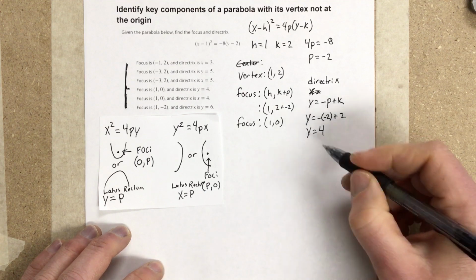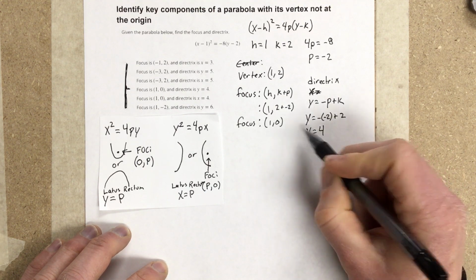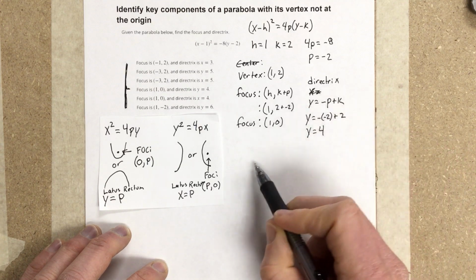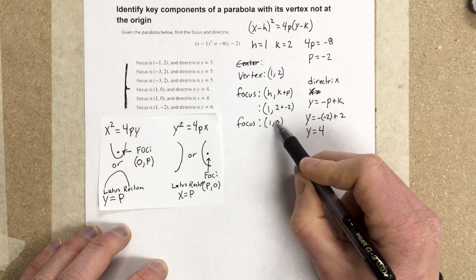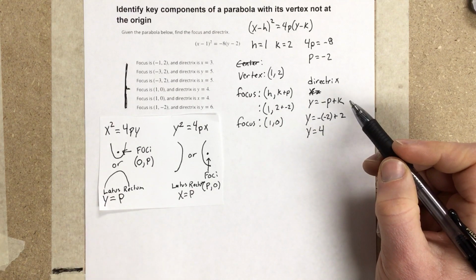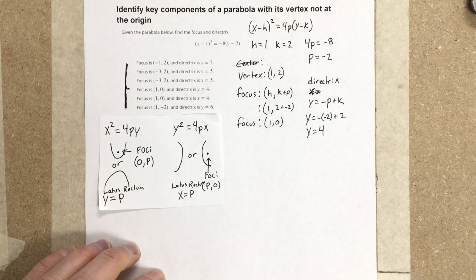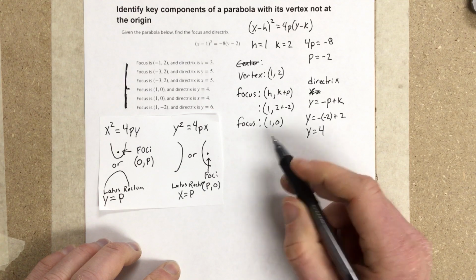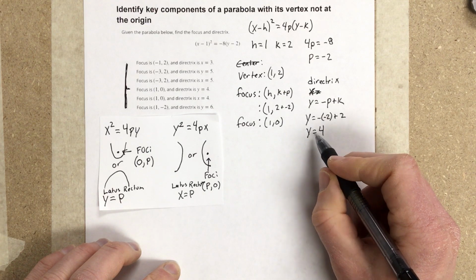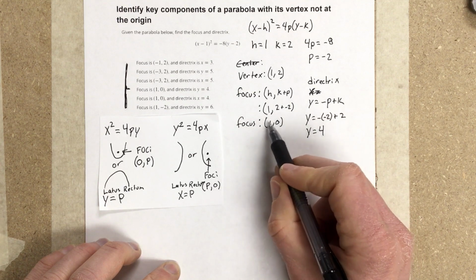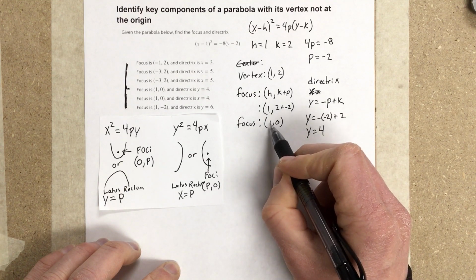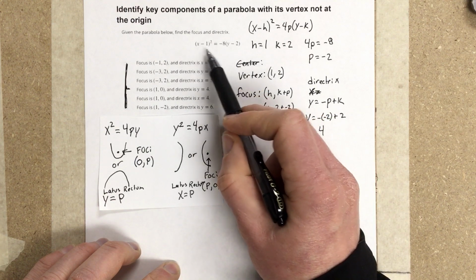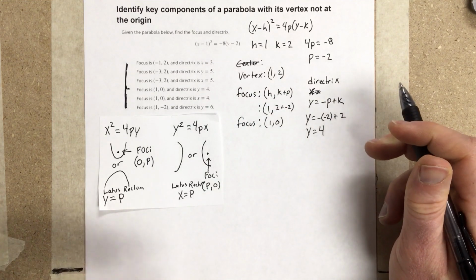So if I were to graph this thing, well, it's not asking me to graph it, but I'd have a horizontal line at 4. My focus would be at (1, 0). What I'd want to figure out is the latus rectum endpoints. To find those, we basically take the focus, where we got this value of 1 for the x value, and plug that into this equation here and figure out what our y values would be.